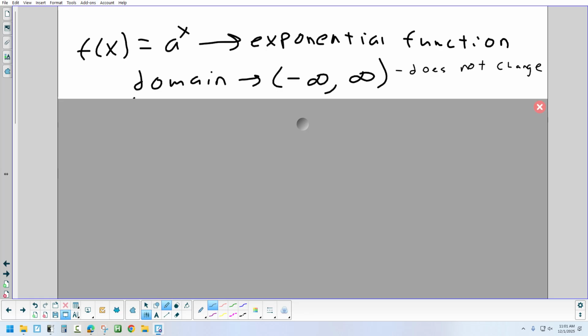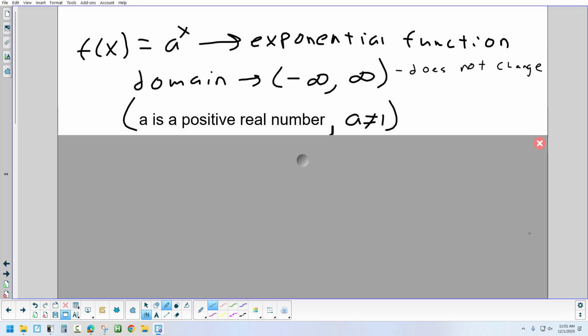And by doesn't change, I mean if we stretch it, shift it, flip it, reflect, nothing you can do to an exponential would ever change the domain from all real numbers. Again, just a reminder that the base has to be a positive real number, not equal to 1. We already said that.